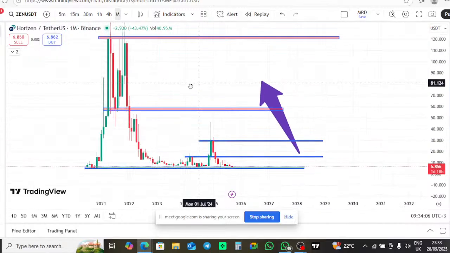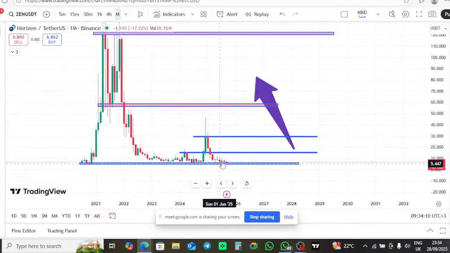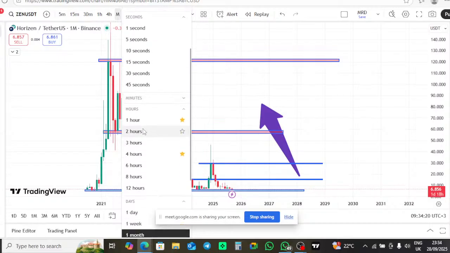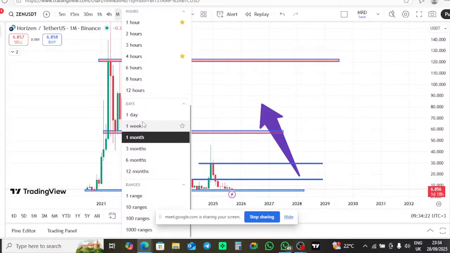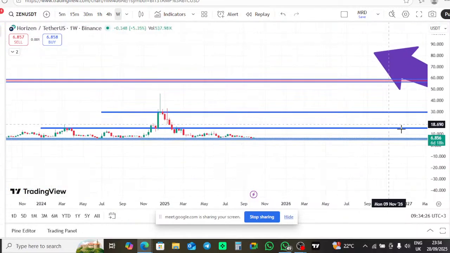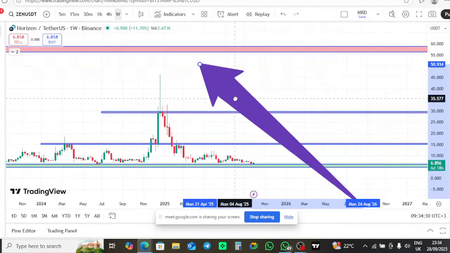Let's move on. So, after drawing our lines, 1 month is covered. And now we switch to the next time frame, which is 1 week. Now, this is 1 week. That is how 1 week looks on the chart.